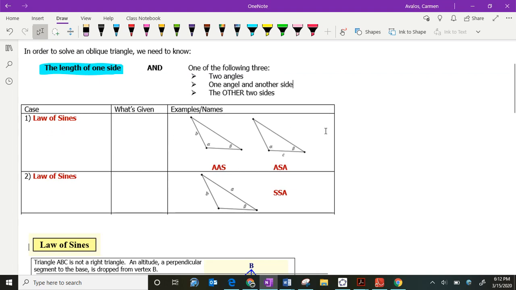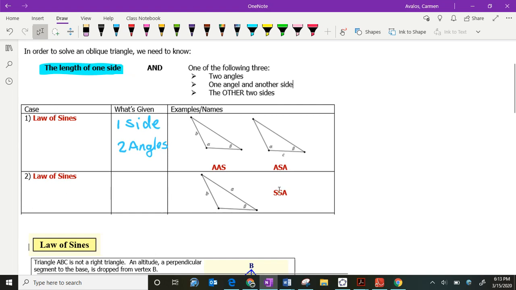to solve it. So in these two cases, if you look at it, we are actually given one side and two angles. It doesn't matter the order in which they're in, they're still going to apply this. So if you're given one side and two angles, so angle, angle, side, or angle, side, angle, you're going to use the law of sines.